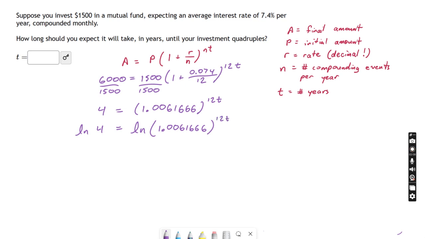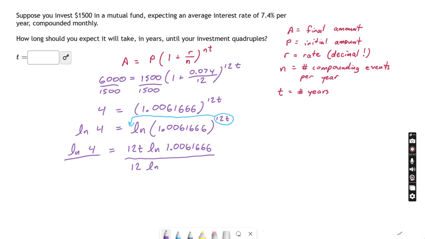Okay, now we're going to have to remember the power rule and how this exponent is going to basically just get yoinked down in front of the logarithm like a little coefficient. So we keep the ln of 4 on the left, and on the right we have 12t times ln of 1.0061666 with as many decimals as you want. And now to isolate t, to get t by itself, we just need to divide by everything that's multiplied by t. So in other words, 12 and natural log of 1.0061666 on each side.